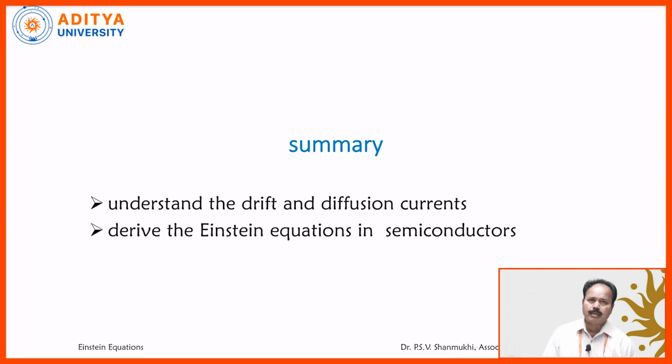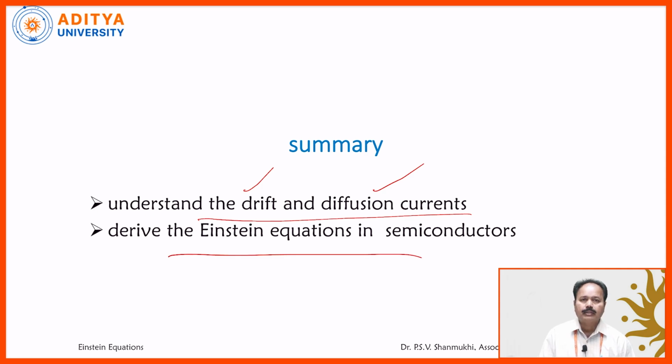Coming to the summary, we have discussed drift currents and diffusion currents. If there is an applied electric field, the carriers will move from one place to another and produce some current, which is called drift current, and the corresponding current density is called drift current density. When there is a concentration gradient, the carriers will move from higher density to lower density and produce currents called diffusion currents. We have already seen the expressions for those two. And finally, we have derived the Einstein equations in semiconductors. Thank you.